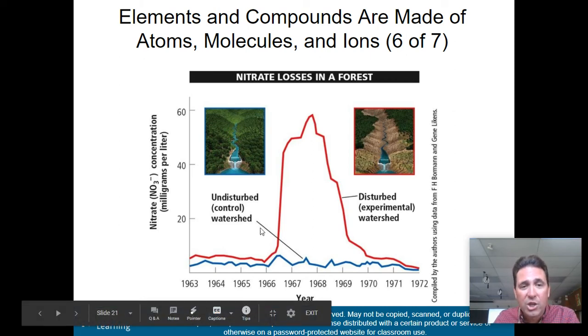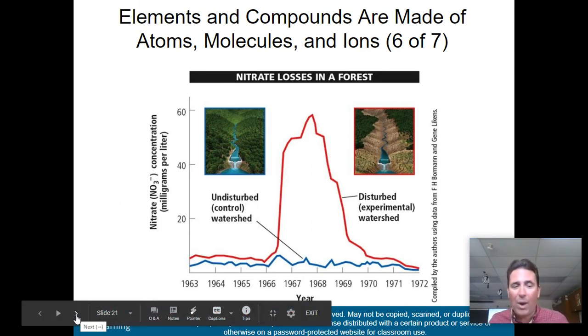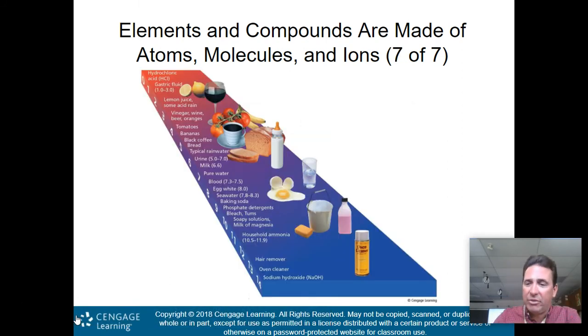And you'll notice the undisturbed watershed. You saw the nitrogen concentration kind of stayed the same in the soil. But you'll notice the disturbed one, where they did the deforestation, look at the concentration of those nitrate ions in the soil. This is not good for soil, okay? We'll talk about that in a couple of chapters. But the point is, these ions are going to be important to us when we discuss the natural nutrient cycling of the earth and of soil, okay?